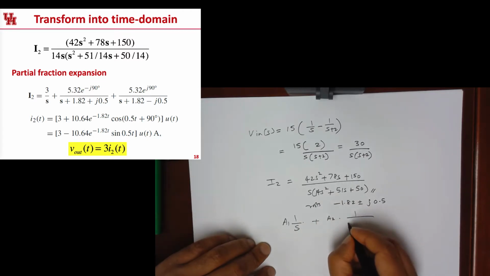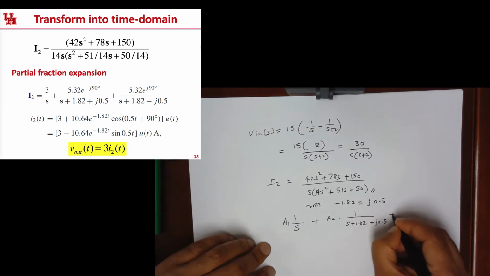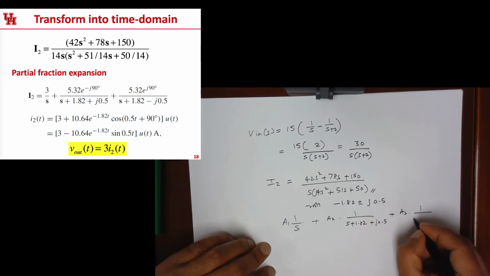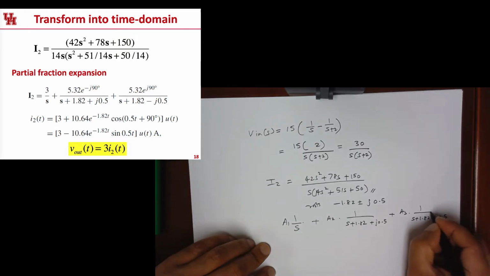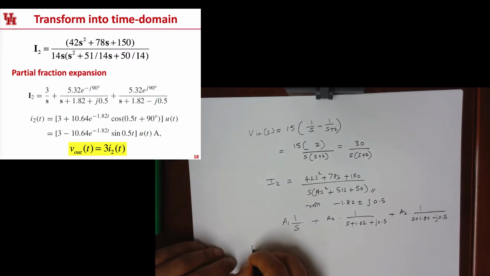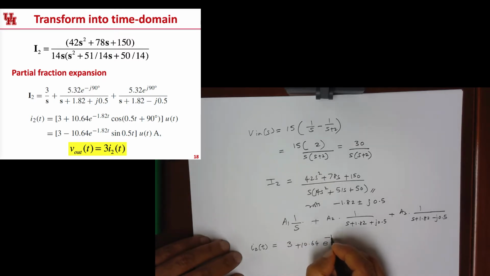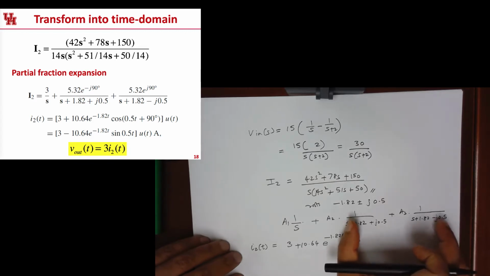So if we plug in these roots, I'm going to get a term of the form A2 divided by s plus 1.82 plus j 0.5, plus A3 times 1 over s plus 1.82 minus j 0.5. So this gives us a form for the current I2 of t in the time domain that looks like 3 plus 10.64 e to the minus 1.82 t cosine. Basically the cosine comes from combining these two terms.